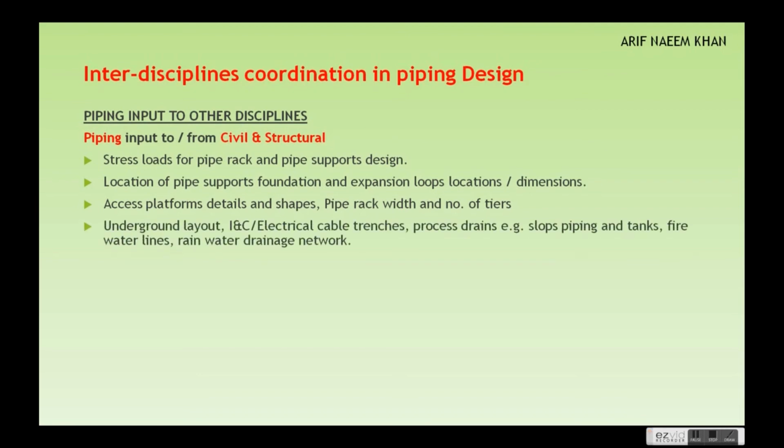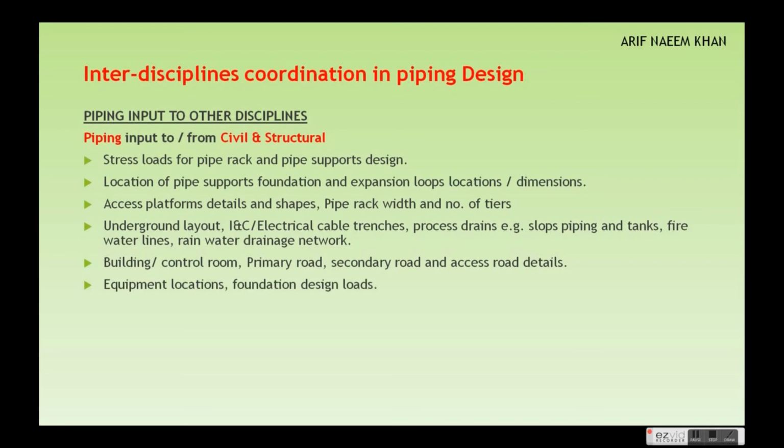Underground layouts, underground instrumentation, electrical cable trenches and their routing, then process drains like slope piping and slope tank piping, are normally underground. Fire water lines are normally underground, and rainwater lines or the rainwater network are always underground. So these need to be communicated with the civil and structural department. Then building control room, normally under architecture, primary road, secondary road, and other access road details need to be communicated. Then equipment locations, foundations, their design and loads need to be communicated from mechanical to civil.